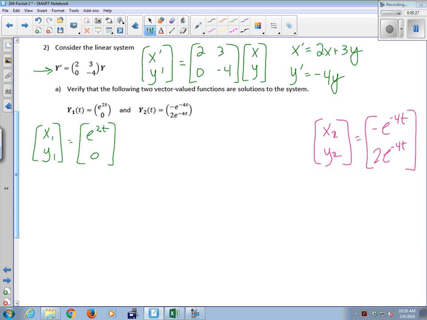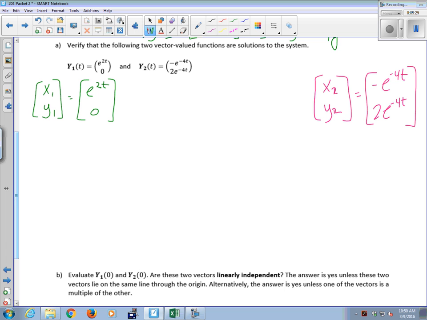Okay, so let's check. I need to plug into the original equations. My original equations are x prime equals 2x plus 3y, and y prime is negative 4y. So I'm plugging in, I know x and I know y. X is e to the 2t, y is 0.